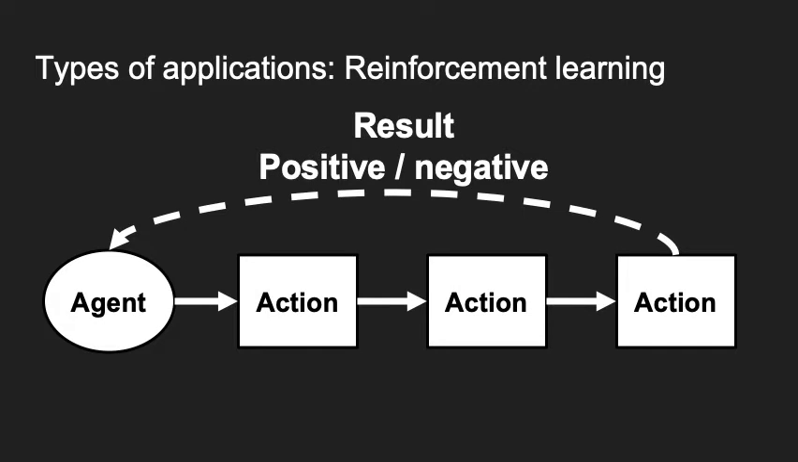Another type of applications that we will not see during this presentation, but that's very hot at the moment, is reinforcement learning. And this is more typically what people think of when they talk about artificial intelligence. And in a reinforcement learning context, you have one agent, and that agent has to perform a succession of actions, and in the end, you have a result that's either positive or negative. And the goal is to find the optimal succession of actions to maximize the positive results.